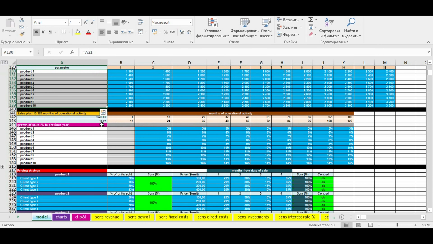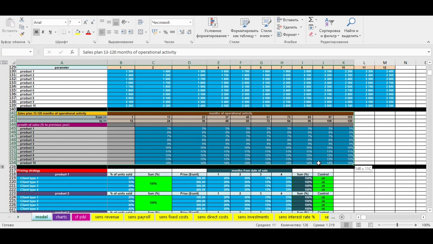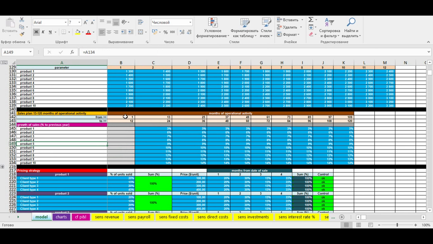Then we need to create a growth rate for each product. Here it is. Above the table we have 12 months in intervals of operating activity, months from and to. Here we can set up a growth rate of production for each product.